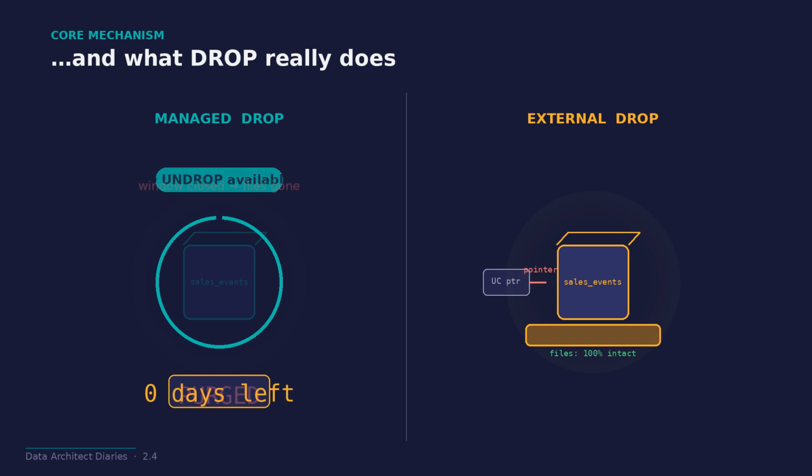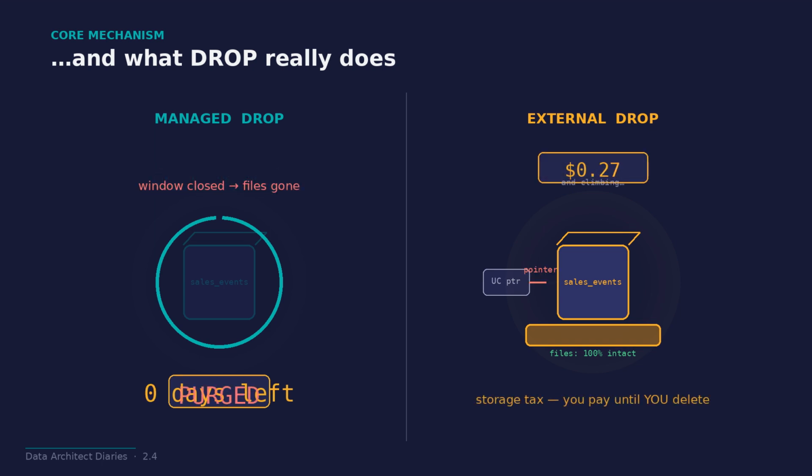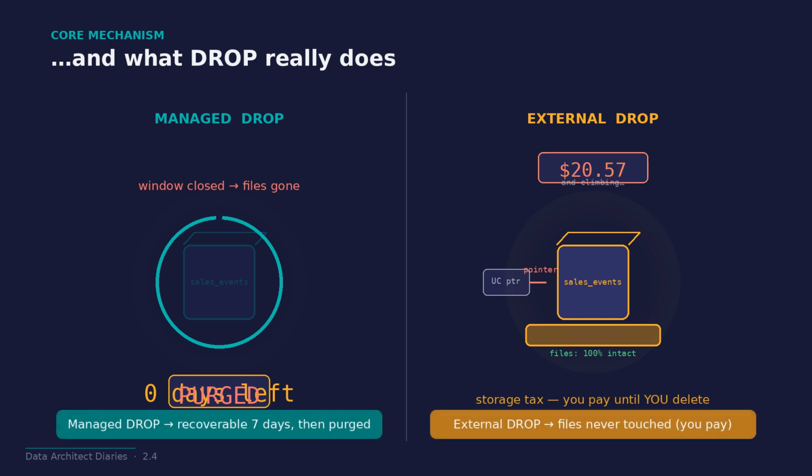If we discuss the external drop, Unity Catalog removes the pointer. The files don't move, don't get marked, don't care. They sit in your storage and keep costing you money until you delete them. That's the storage tax nobody budgets for.